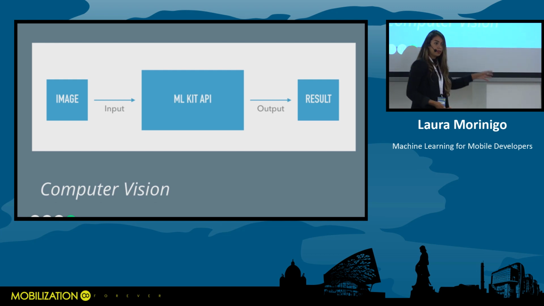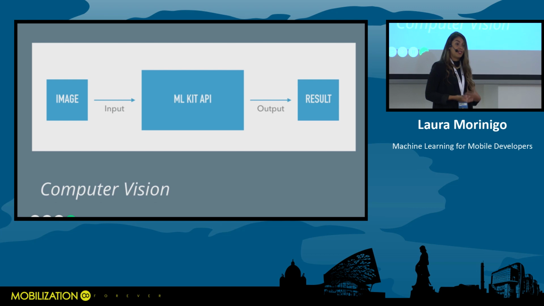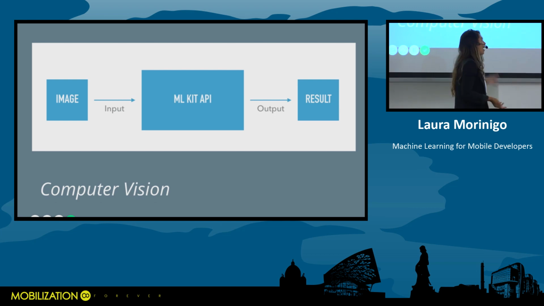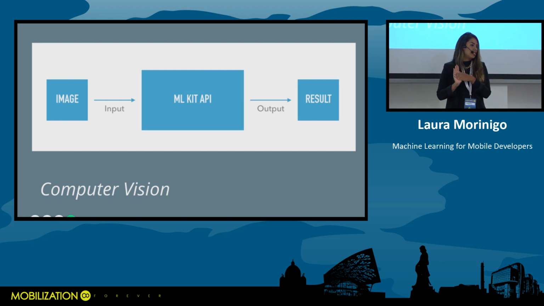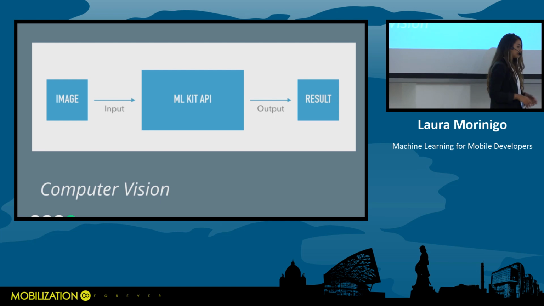We're going to have an input. It can be an image, right? Then we're going to have the Machine Learning Kit API that is going to do the work for us. And then we're going to have an output. So basically, it will say, OK, this image is a dog, cat, whatever.